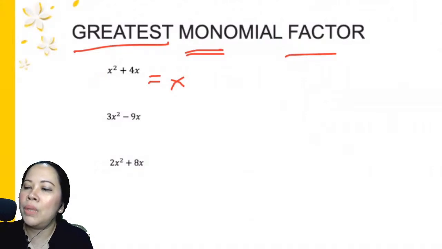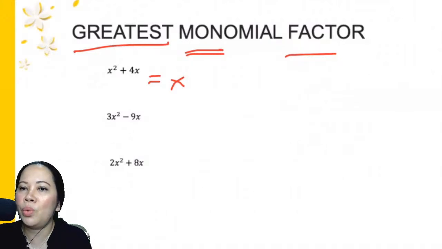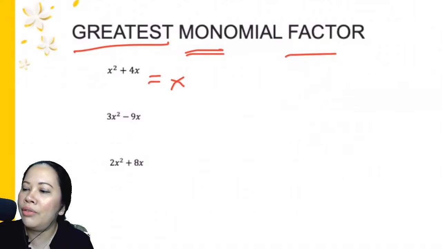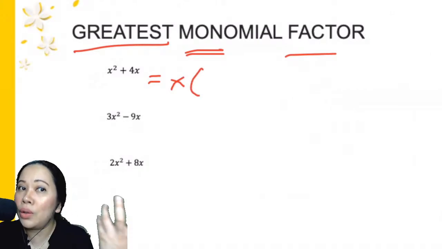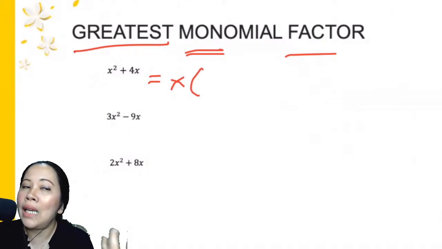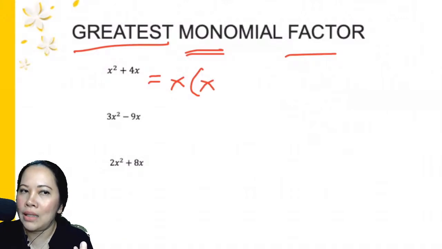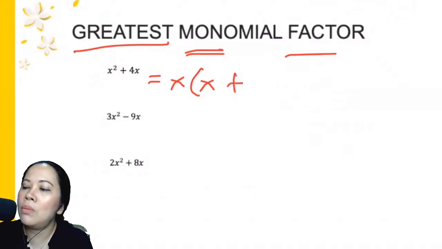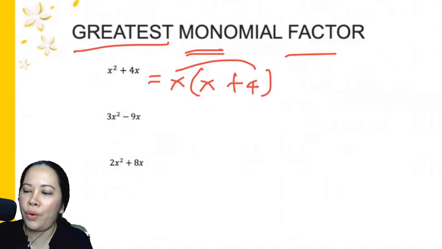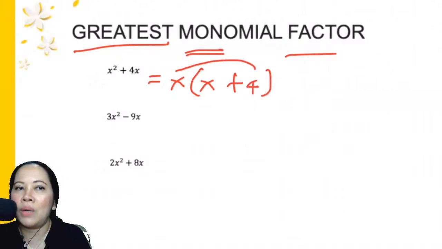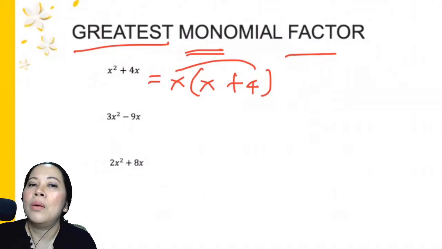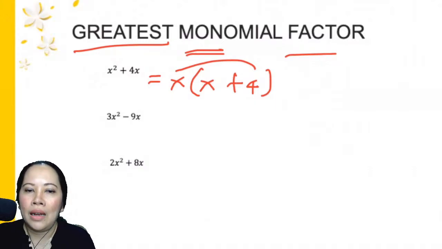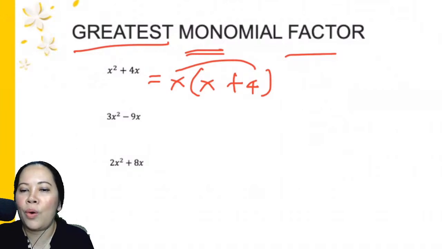Alright? So, between your numbers, your constants, there is no common factor between 1 and 4 except 1. So that means that we are left with x. If we take out the factor of x to get x squared, that means there should be an x. So x times x will give you x squared, plus x times what will give you 4x? So x times 4 will give you 4x. Therefore, the factor of x squared plus 4x will be x bracket x plus 4.